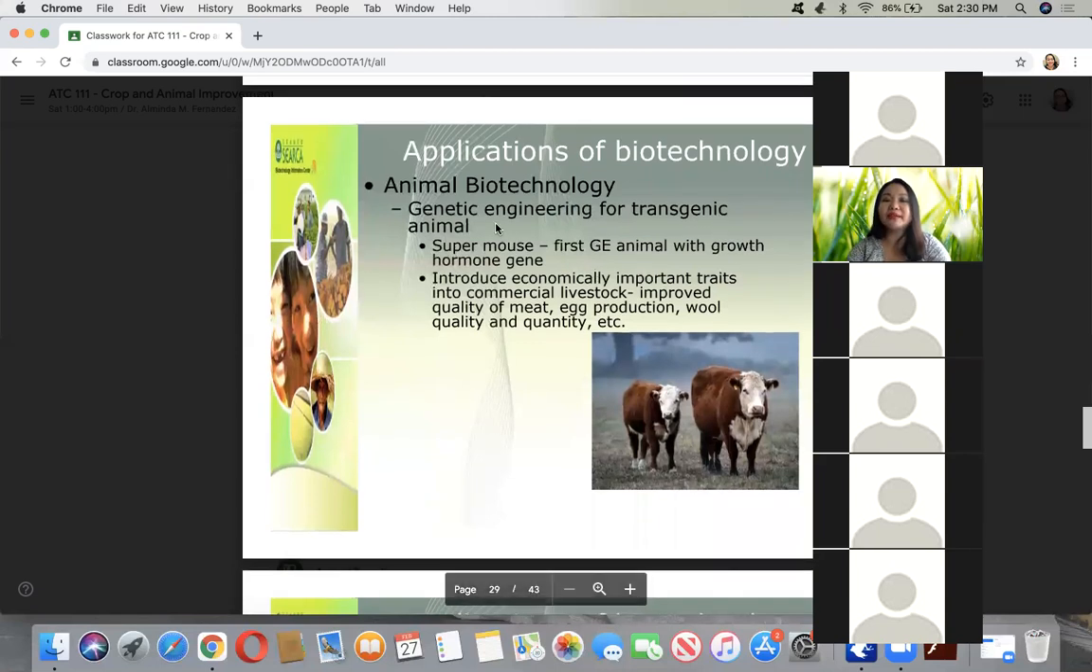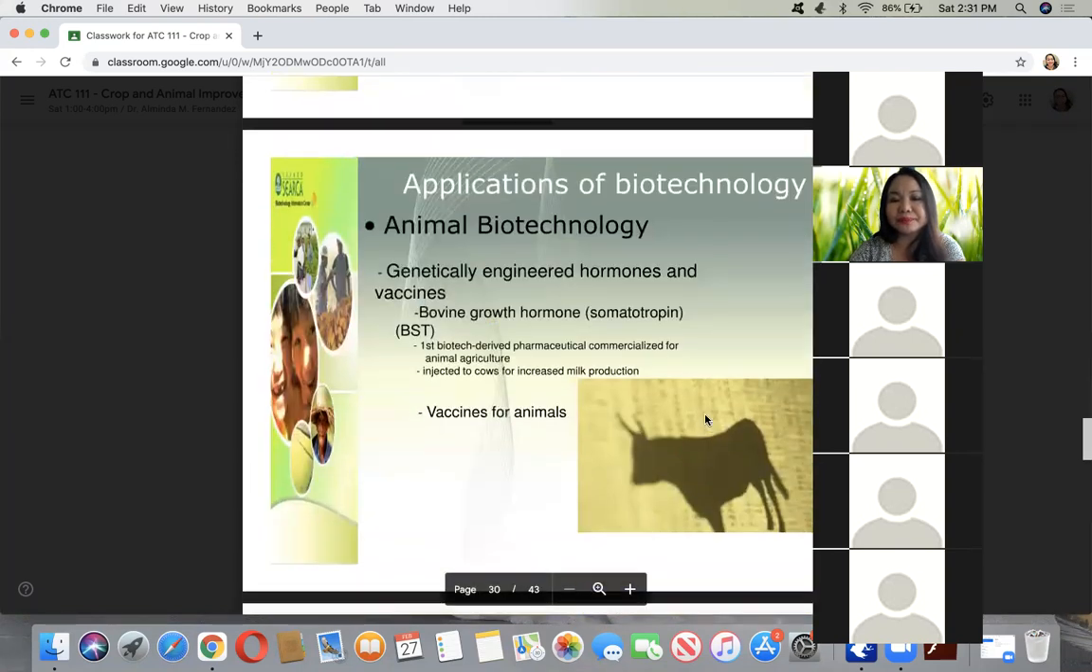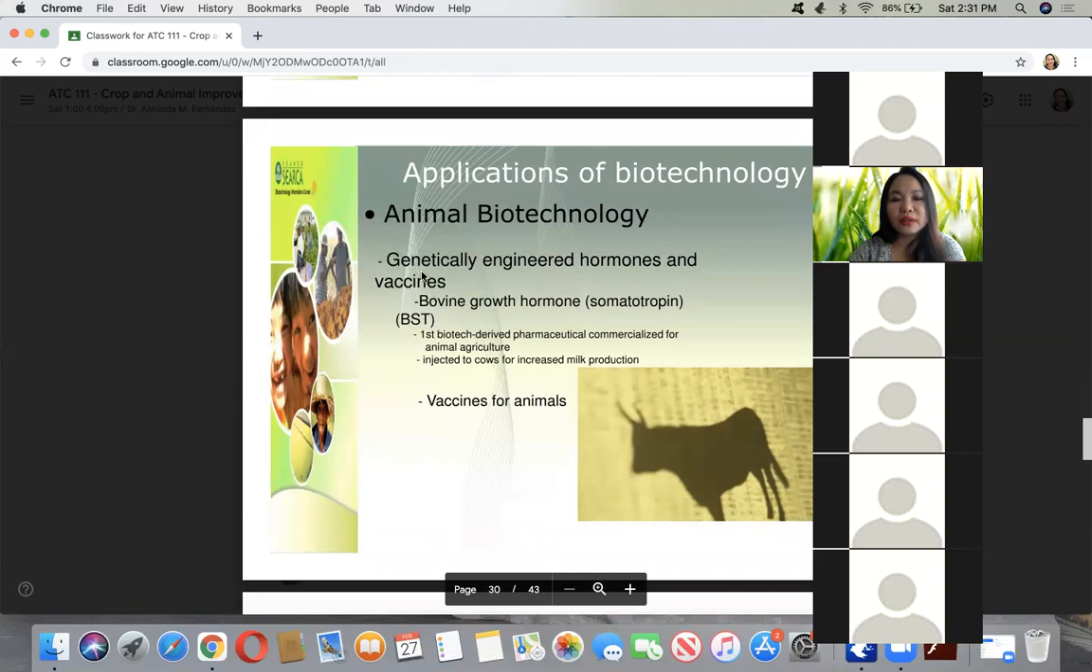So in animal biotech, we also use genetic engineering for transgenic animals. Usually we use the super mouse. It is the first GE animal with growth hormone genes, so it grows easily. And introduce economically important traits into commercial livestock, to improve quality of the meat, egg, wool quality, and quantity. So, mostly genetically engineered hormones and vaccines have been developed.